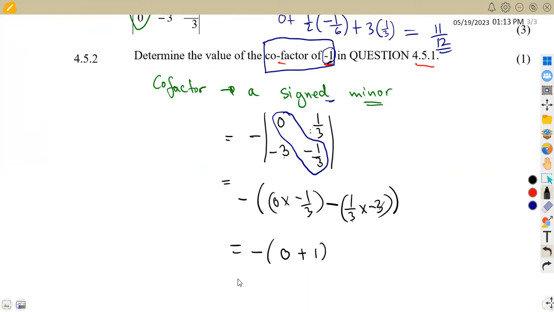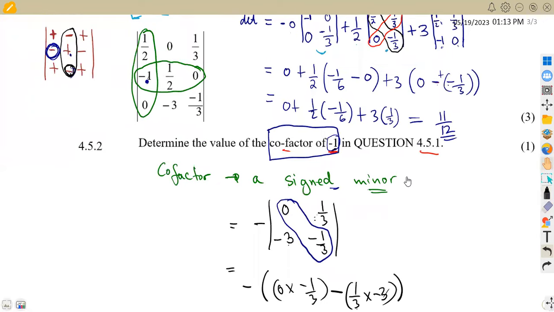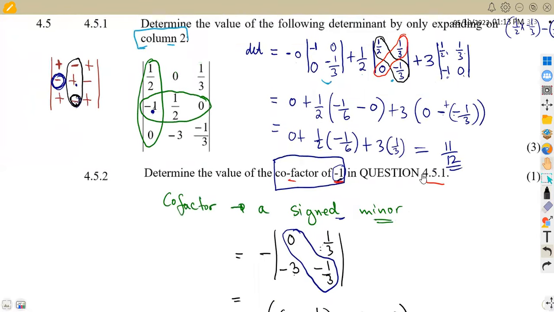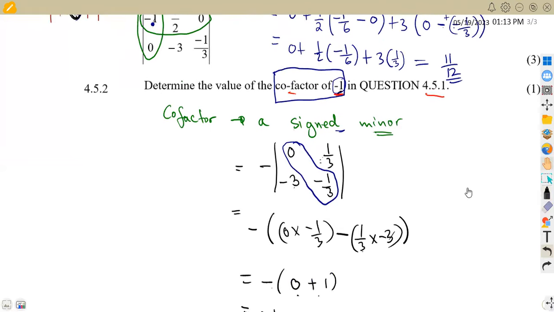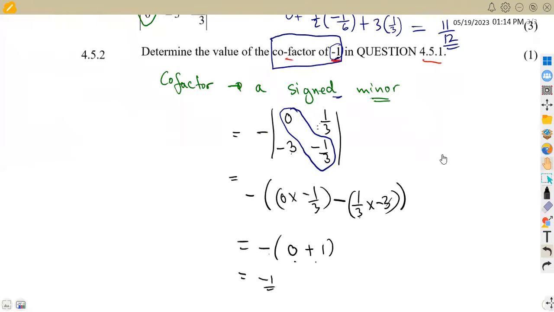All right, so our answer is 0 plus 1 times negative 1, which is negative 1 in this case. So that is how we can use this concept to determine the cofactor of any number that you're given, or any element, or any part that you're given from the question. All right, so a cofactor is simply a signed minor. All right, let's check the other part of the question.